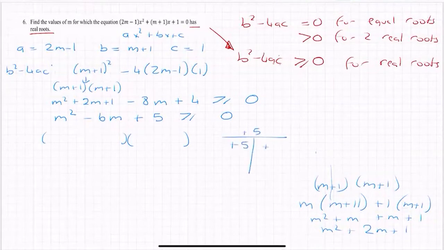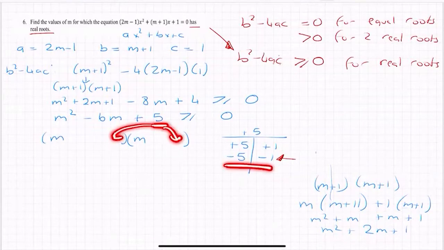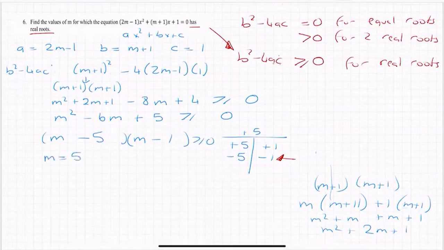I have plus 5 by plus 1 gives me 5. Minus 5 by minus 1 also gives me plus 5. And then it's which one of these, when you add them, gives you the minus 6 in the middle? Well, it's the bottom one. So we split the m here into m and m, and we split the 5 into its factors. The right pair, because any of these are factors of 5, are the ones that give you the middle number. So (m minus 5)(m minus 1) greater than or equal to 0. So our critical values, m is equal to 5 and m is equal to 1.